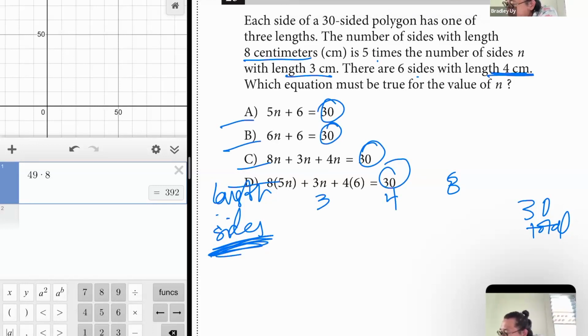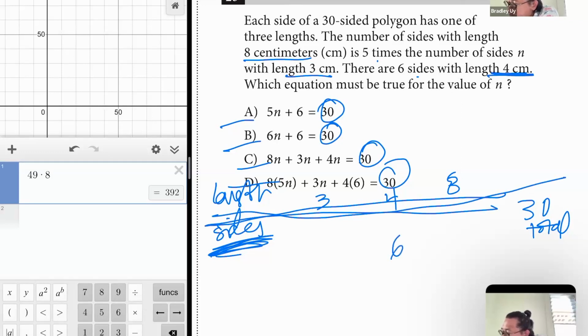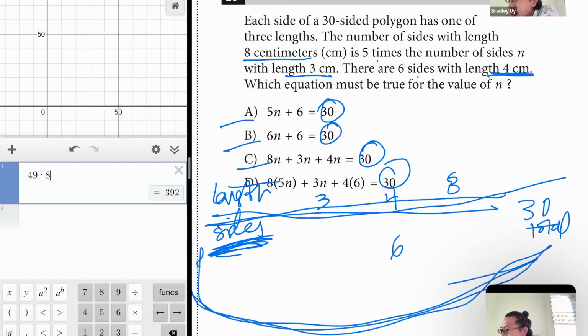But there are definitely 6 sides with length 4. The numbers down here will only be the number of sides, and there are 6 sides of length 4. Okay, let's go to centimeters. Now, how many sides are there of length 3 centimeters?